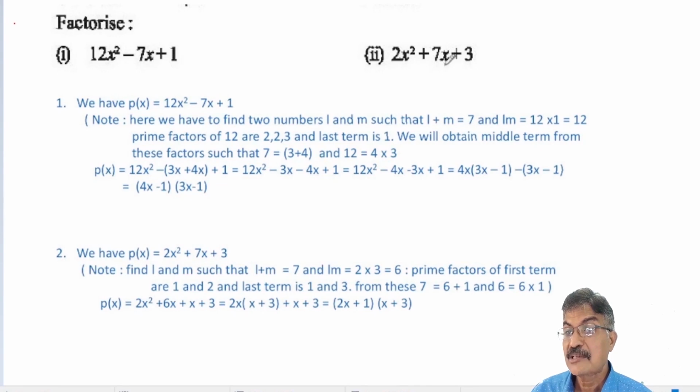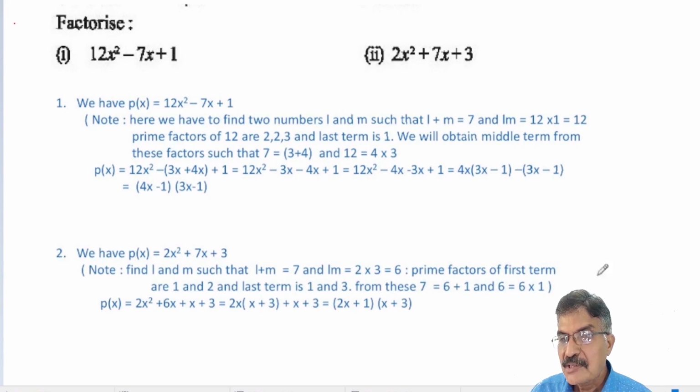Second question, 2x square plus 7x plus 3. Here we have to find two numbers L and M such that L plus M is 7, L into M is 2 into 3, that is 6. So first we have to find the prime factors of 2 and 3. Prime factors of 2 are 2 and 1. Here 3 and 1. From these prime factors we have to find 7 and 6.